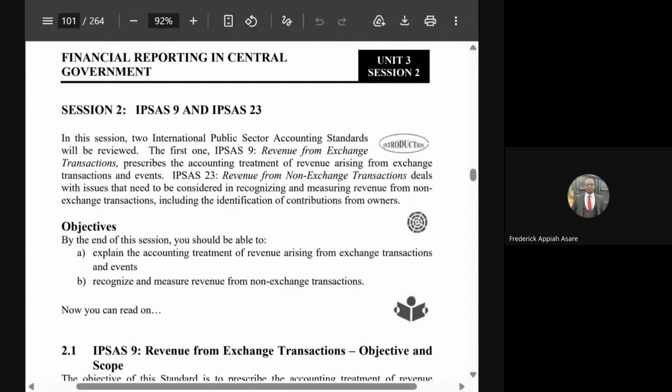Any other question? All right. If there is no other question, let's move on to IPSAS 9 and IPSAS 23. Yes, please. Sir, you made mention of the GET Fund. We are using the same GET Fund to finance the level 100 students, the new students who will be admitted in second university. Are they using the same funds or different funds?